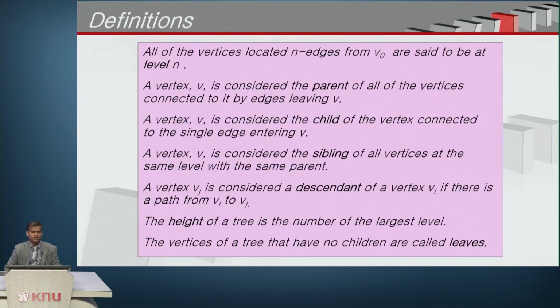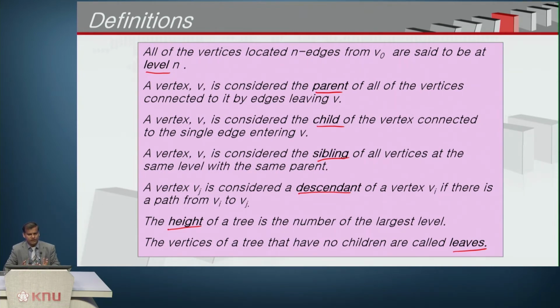So this is the rooted tree, for which we have the following definitions. It is essential for us to understand these definitions as we move on to the discussion of trees. Let's look at these parts: parent, child, sibling, descendant, height, leaves, and level. In fact, we have to consider these things one by one.